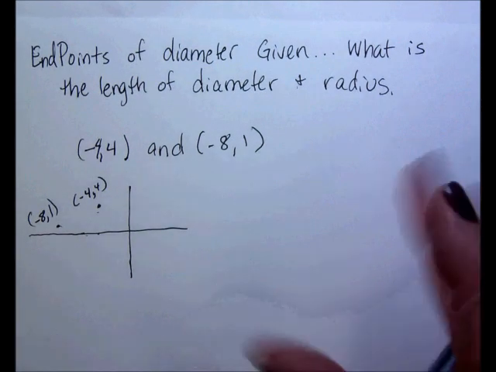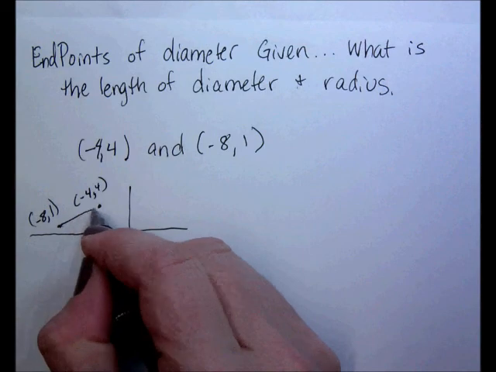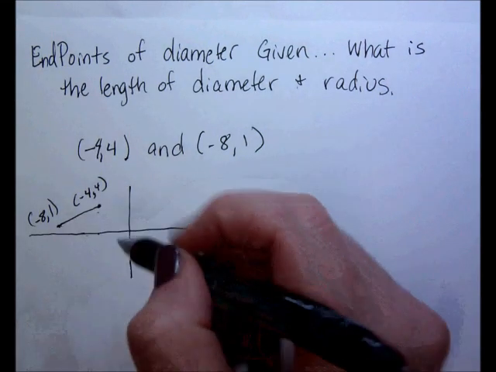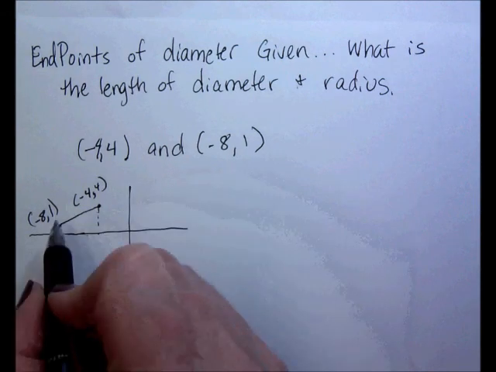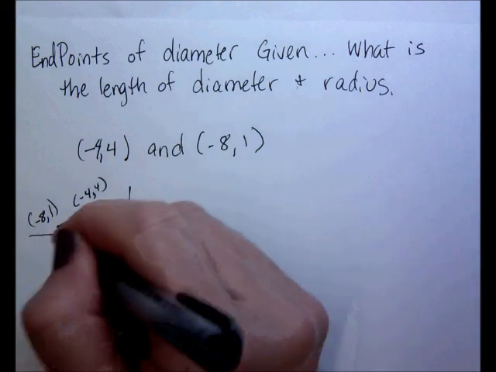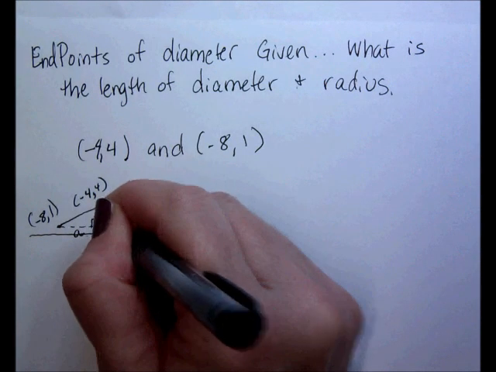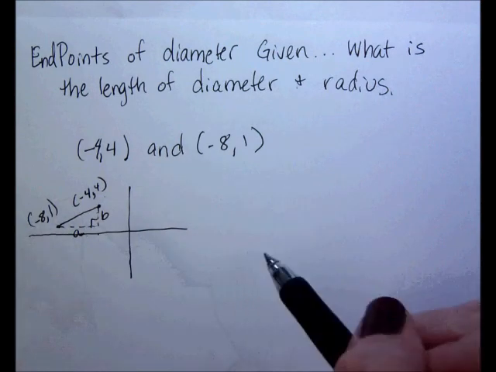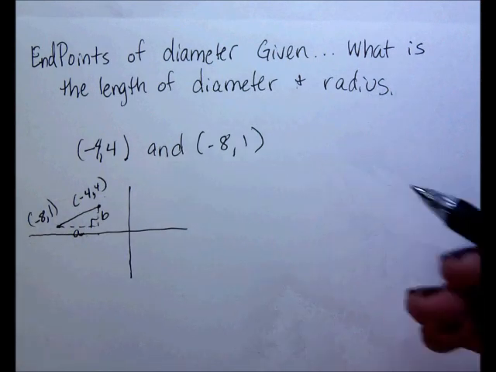We talked about in class that this right here is the diameter of the circle, and I'm going to make this into a right triangle. Because if I make it into a right triangle and I know the lengths of the sides, I can use the Pythagorean theorem to find the hypotenuse, which ends up being the diameter of the circle.